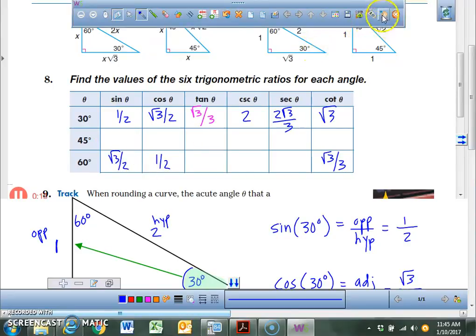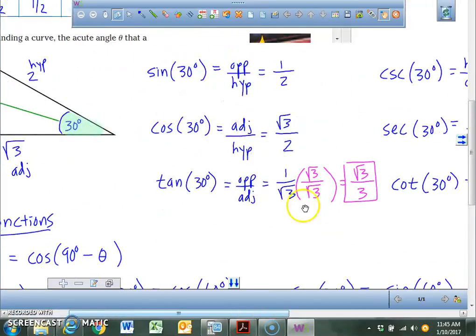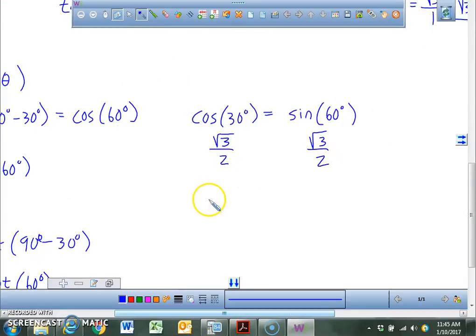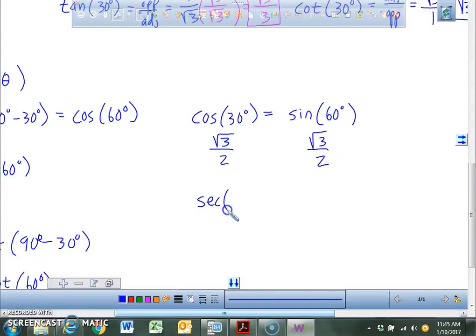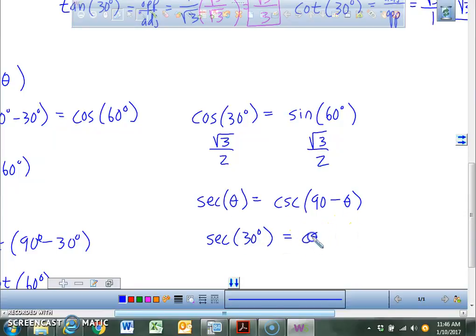Now, the only one that we haven't done, I believe, is secant, which goes with cosecant. All right, so let's go one more real quick. If I say the secant of theta, that equals the cosecant of 90 minus theta. So what was the secant of 30 degrees? That's going to equal the cosecant of what? 60. See how they're always complementary to each other.